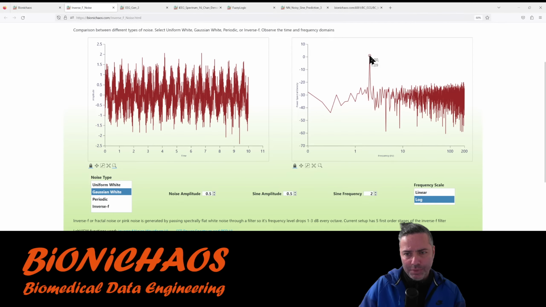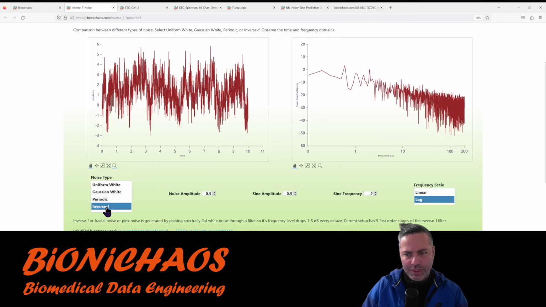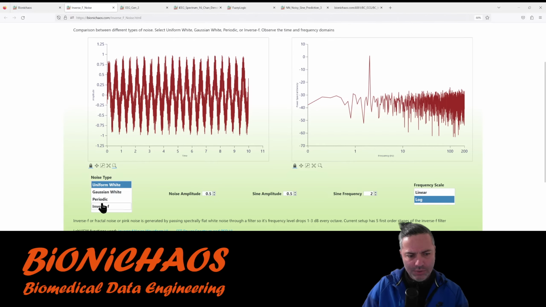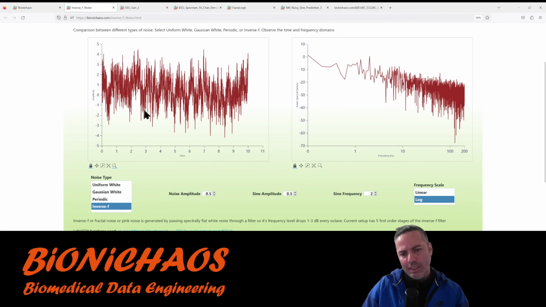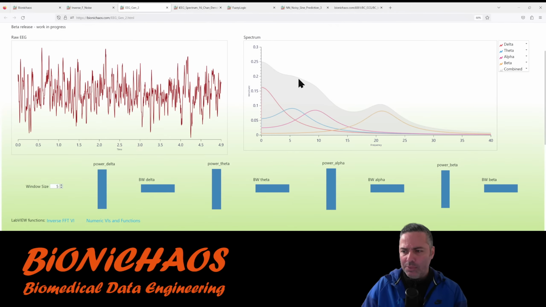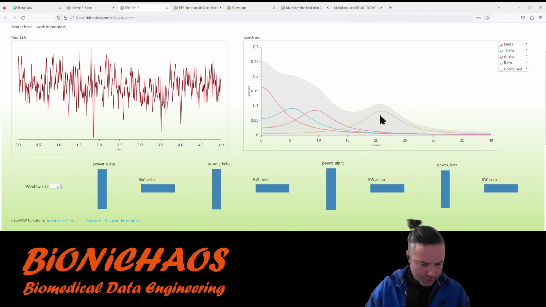But then we can make a measurement of that's power spectral density. But the point is, when you go inverse F, that signal is still there, but it's much harder to detect. So again, this is your uniform white, this is inverse F, and this inverse F in the frequency domain looks a lot like what we have here, this type of shape.